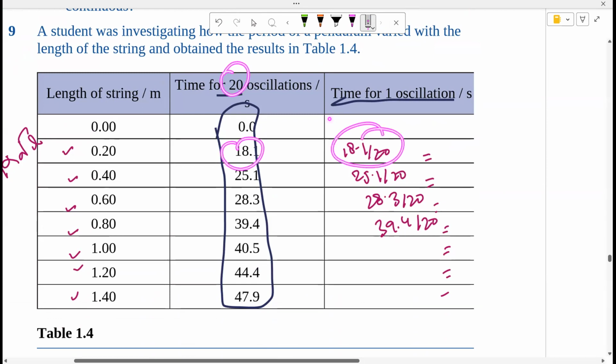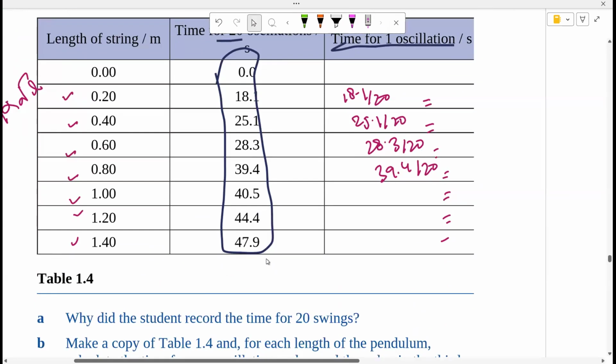So 18 with 20, 25.1 with 20, 28.3 with 20, and so forth, up till 47.9, all divided by 20. So we'll get an answer of 0 divided by 20 would give us 0. 18.1 divided by 20 rounded off would give us 0.905.